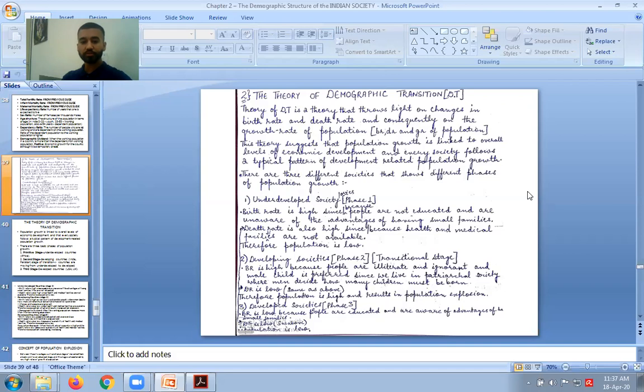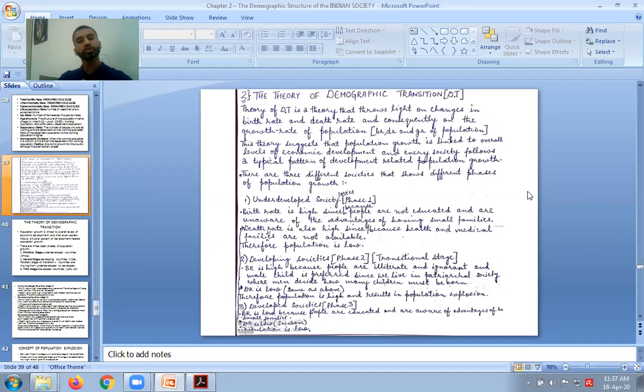And then the third phase is developed societies or developed countries: the European countries, Spain, Portugal, France, and also American countries, UK, Britain, Italy. All these are developed nations, right? So I'm sure now you understand that this theory throws light on birth rate and death rate, and consequently on the growth rate of population. Then this theory talks about two aspects: that every society is linked to overall levels of economic development.